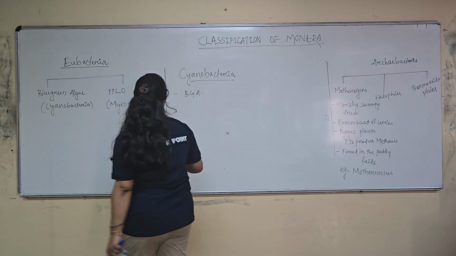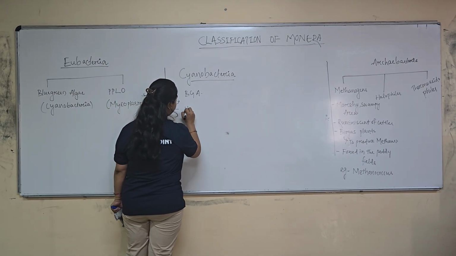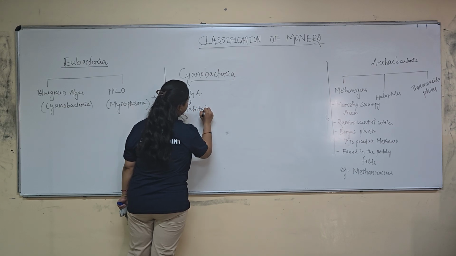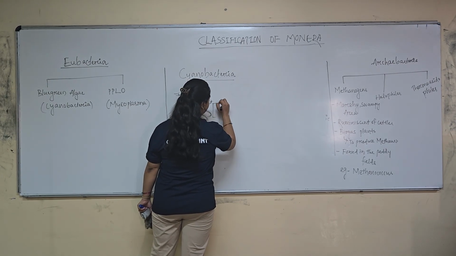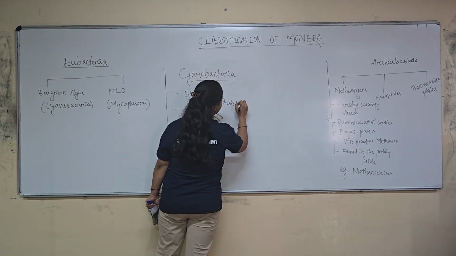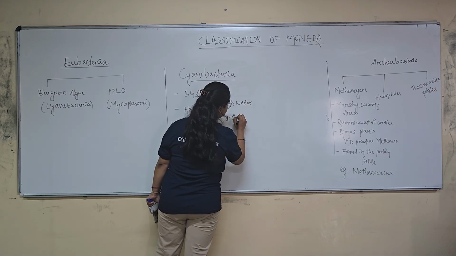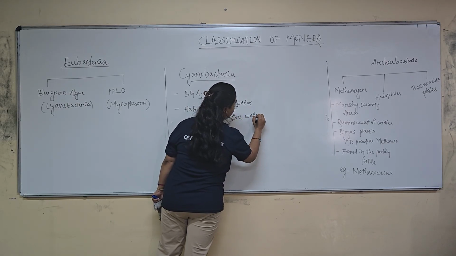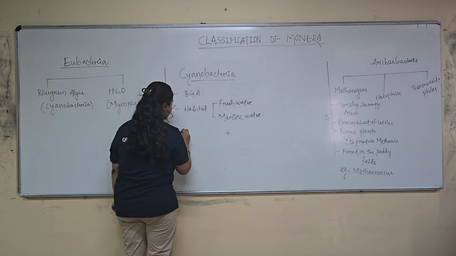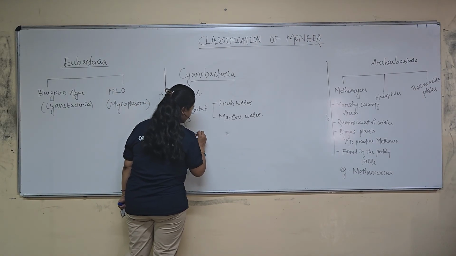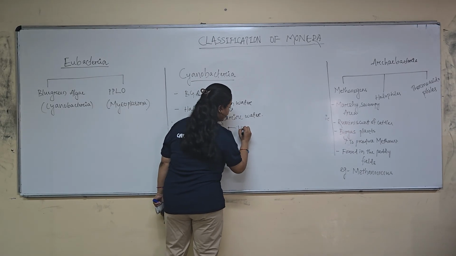Okay. So the blue green algae have a habitat that can be fresh water or it can be marine water. It can even be fresh water as well as marine water. The cell structure, they can be unicellular.